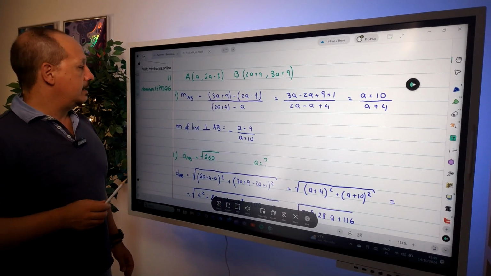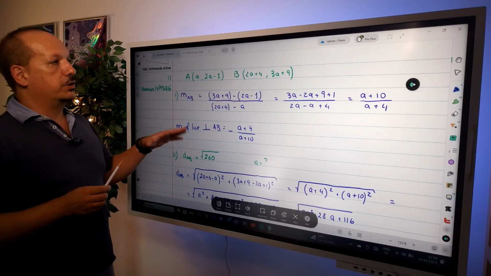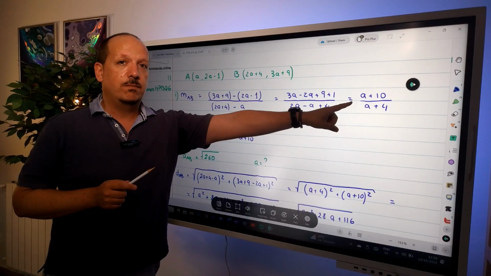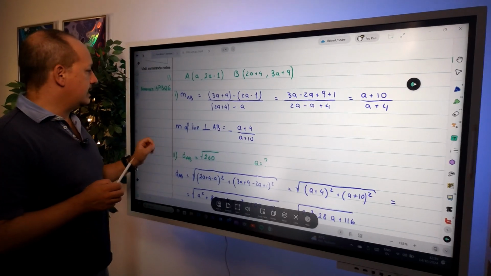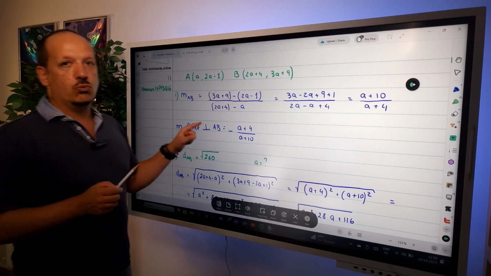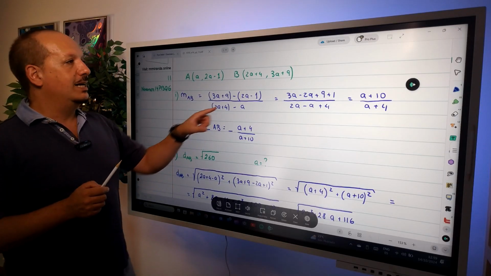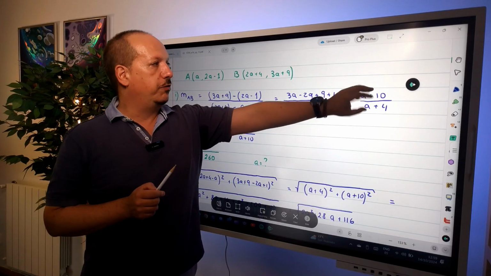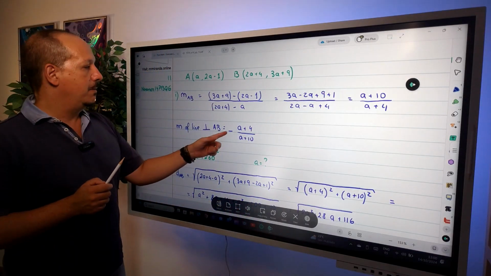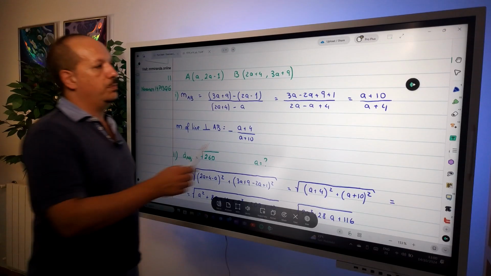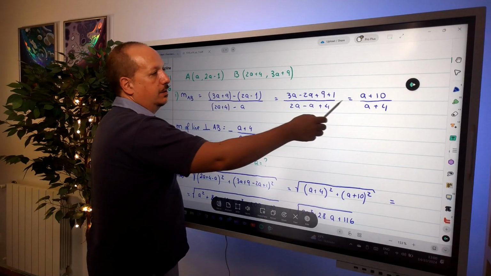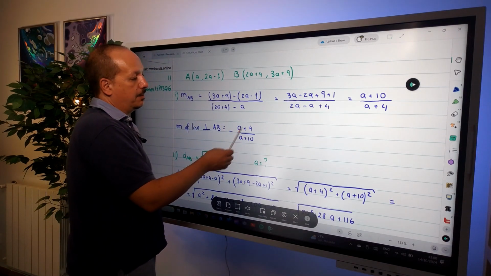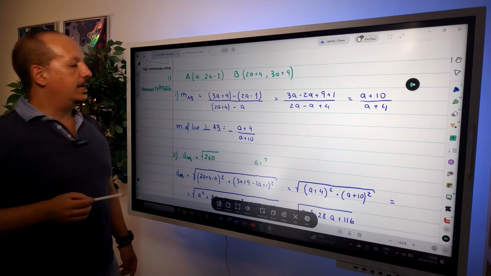So if you want that, you know that the product of that line by this is going to be minus 1, right? Which means that the gradient of the line that you want is going to be minus 1 divided by this, which is basically this fraction flipped around and multiplied by minus 1. So it's going to be (a plus 4) divided by (a plus 10) times minus 1, or minus (a plus 4) over (a plus 10).